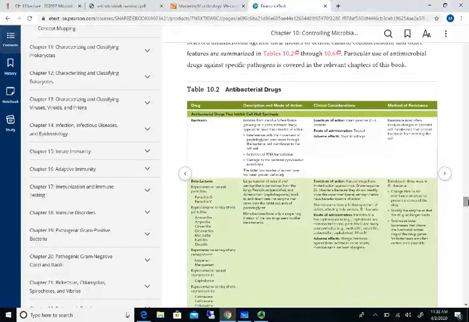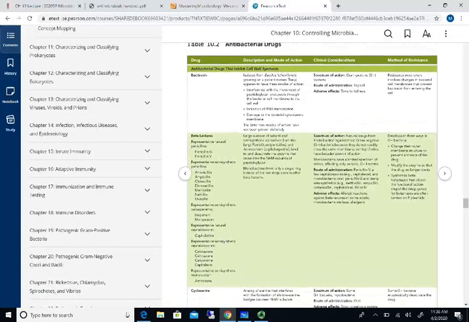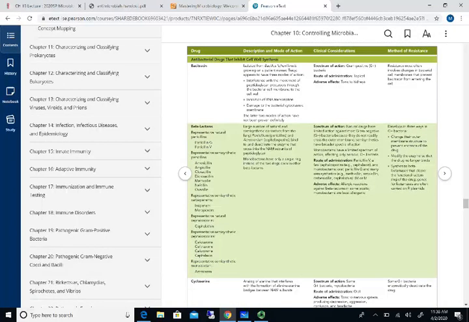Okay, so here's our table 10.2, antibacterial drugs. Let's just go ahead and go through these, and I might actually go through them more than once. I use this chart just because it's going to be a little easier for you to understand. If you notice just below your antibacterial handout, there's also an antibacterial chart. I'm wanting you to fill this out.